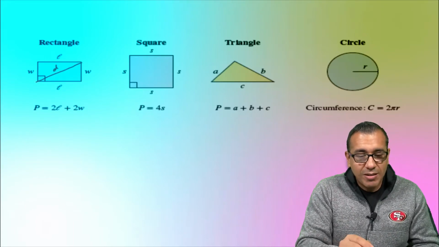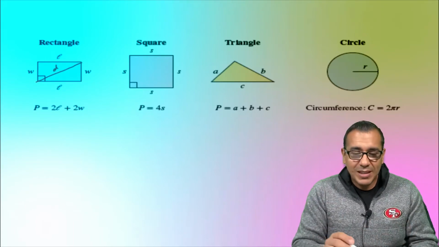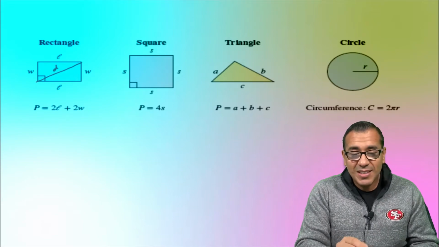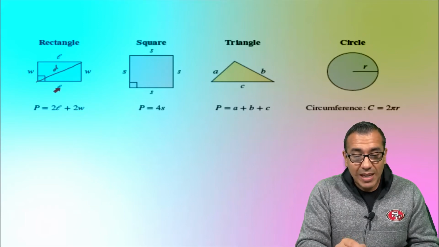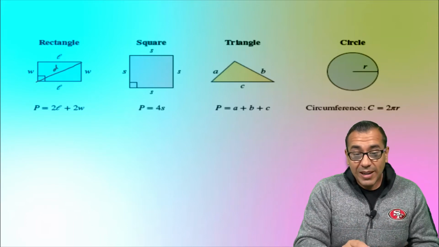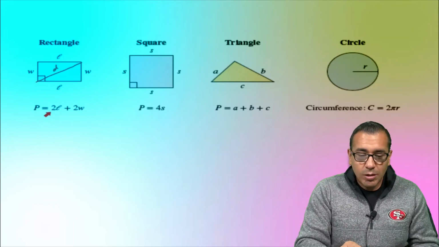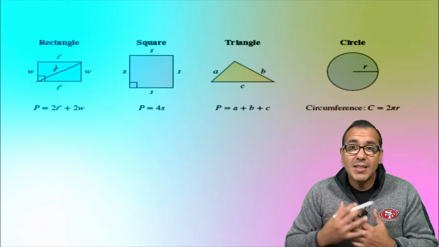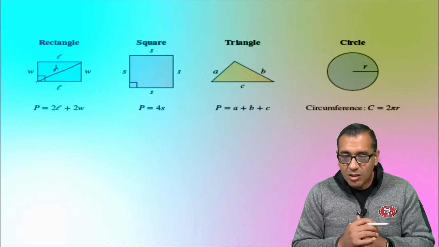Sure, you could add all these up, but what they're saying is that these two distances in this rectangle are the same. So we have two widths, right? And these two lengths are the same. So we have 2L right there, right? You could go ahead and add them up individually, or we could use this formula to save us some time. So write that down.